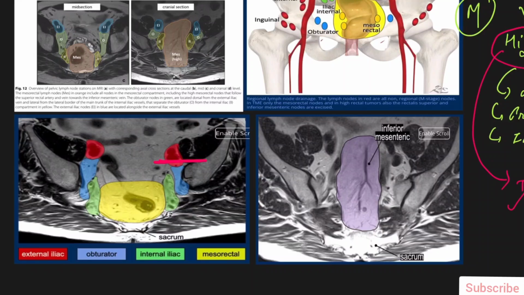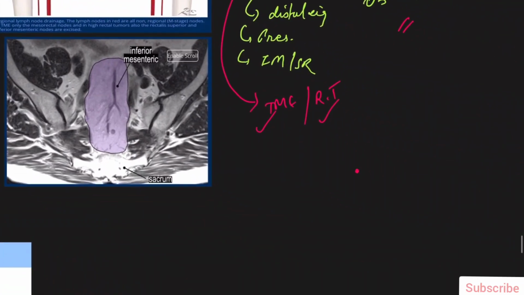Next, how to differentiate obturator versus internal iliac? The point of demarcation is the lateral border of the internal iliac main trunk. If this is the internal iliac main trunk, then its lateral border is the point of demarcation. Lateral to this will be obturator, and here it is the internal iliac.